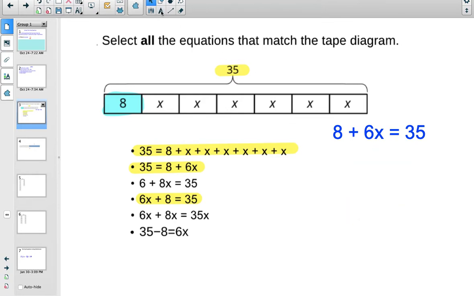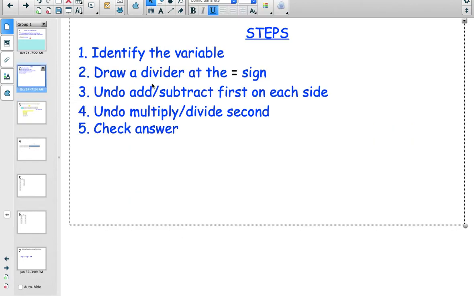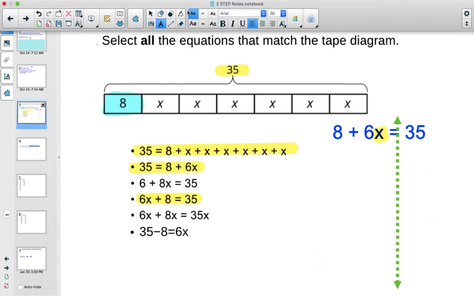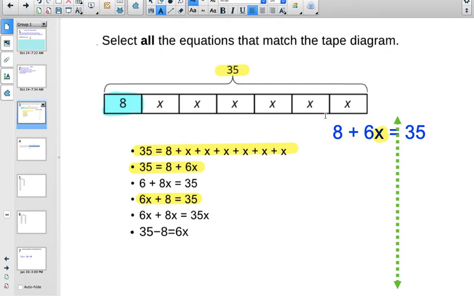Now, I'm going to give you notes on this, so identify the variable. Let's go back. The variable is x. I'm going to highlight that. I know I have to get x by itself, right? And then the next step is draw a divider at the equal sign. So there's my divider. What I do on one side, I have to do on the other. So my first step is to undo adding and subtracting. I have to get rid of this positive 8. What's the inverse of a positive 8? That would be negative 8. So I'm going to subtract 8 on both sides.